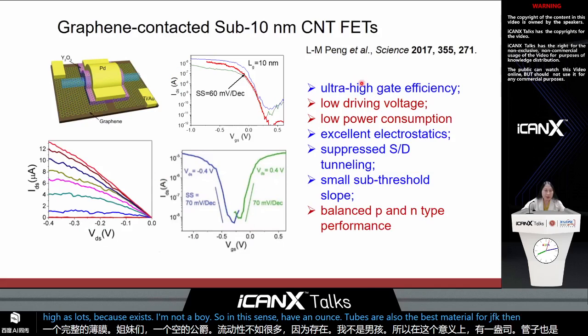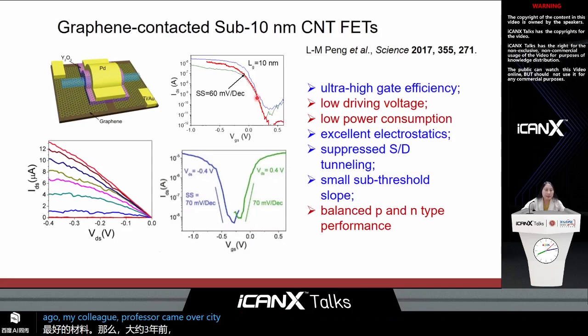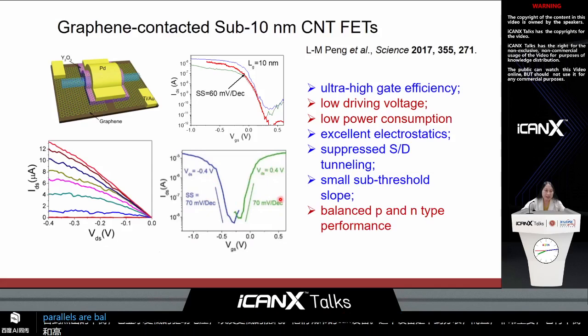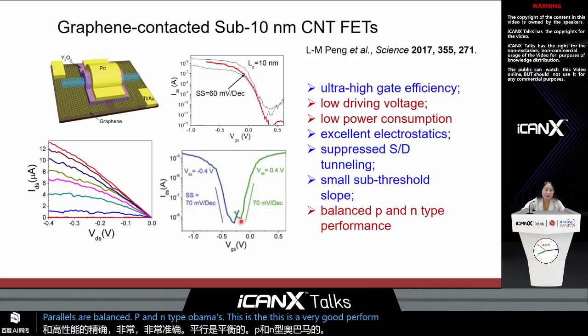Three years ago, my colleague, Professor Lian Maopeng at Peking University, showed devices, FETs, made from carbon nanotubes that really show outstanding performance. They show much lower driving voltage and much lower power consumption than silicon devices when these devices go down to the sub-10 nanometer size. And also, very importantly, they have balanced P and N type performance. This is very good for normal CMOS transistors.